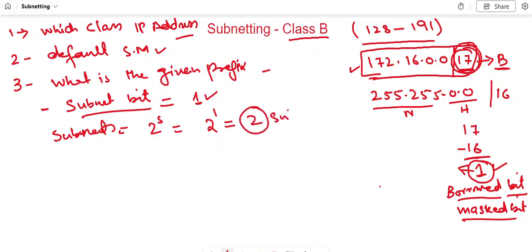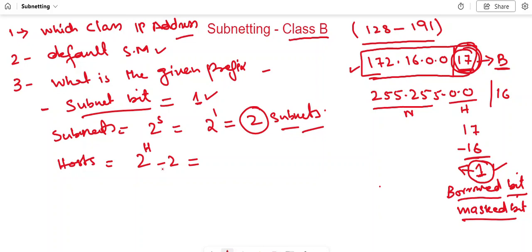Now we have how many subnets? 2 subnets. If we have /17 and the class is B, then we have 2 subnets here. Now we have to calculate the number of bits in the host portion. How many bits are there in the host portion? Because we have the formula for calculating the number of hosts, the formula 2 power H minus 2. This is the formula that we have.